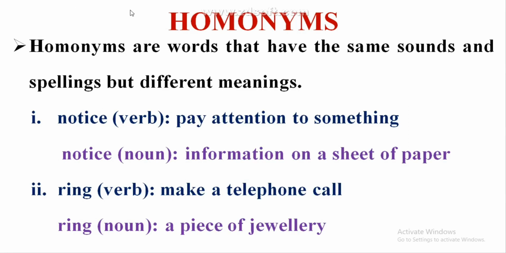Next is homonyms. Homonyms are words that have the same sounds and spellings but different meanings. Example, notice. As a verb, it means pay attention to something, whereas as a noun, it means information on a sheet of paper. Similarly, the word ring as a verb means make a telephone call, whereas as a noun, it means a piece of jewelry.